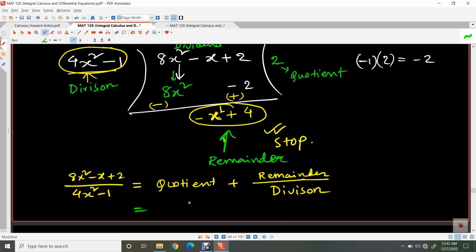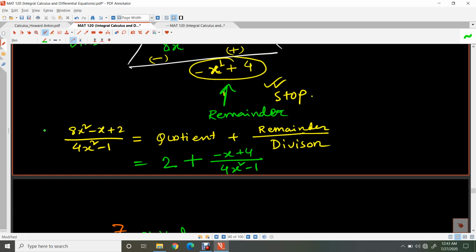Our quotient is 2, plus remainder is negative x plus 4, and our divisor is 4x squared minus 1. So whatever function we had before, (8x squared minus x plus 2) over (4x squared minus 1), is now expressed in this way.